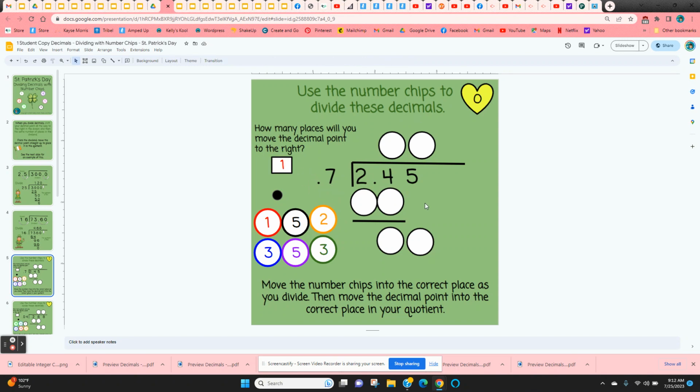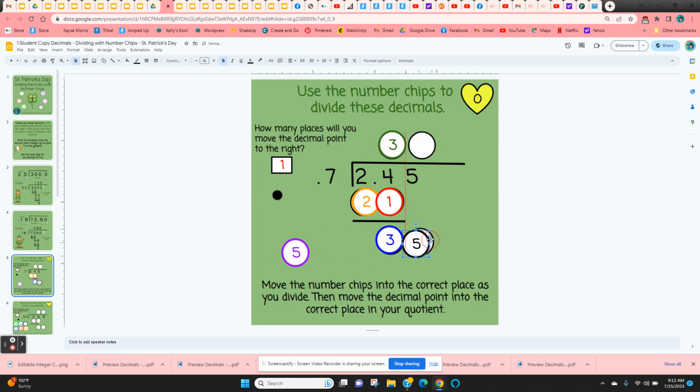Now they're going to do the division. 7 goes into 24 3 times. So they click and hold on the 3, and then they move that into place. 3 times 7 is 21. They subtract, bring down the 5, and then 7 goes into 35 5 times.